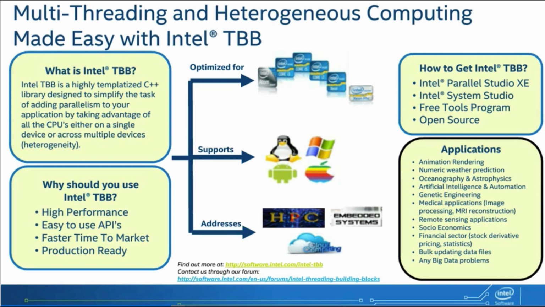So TBB is a highly templatized C++ library designed to simplify parallelism and take advantage of all CPUs on a device or multiple different devices. These are easy to use, production-ready APIs that allow you to scale without having to think too much about your scaling. It's one of the earliest libraries we've ever made, so we have a lot of experience with parallelism, all the way back to when we were scaling across 2 cores at a time.